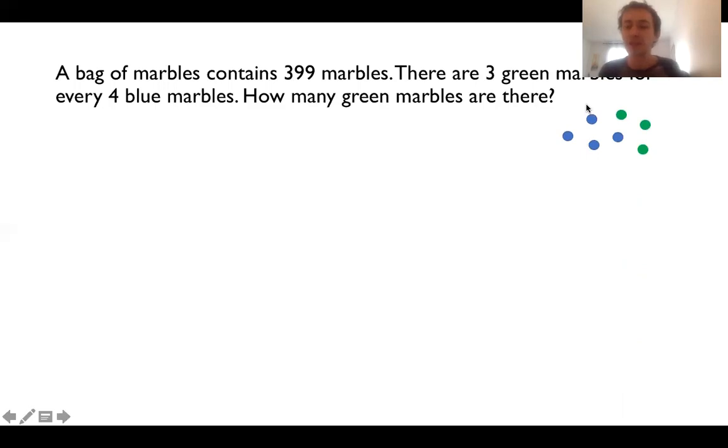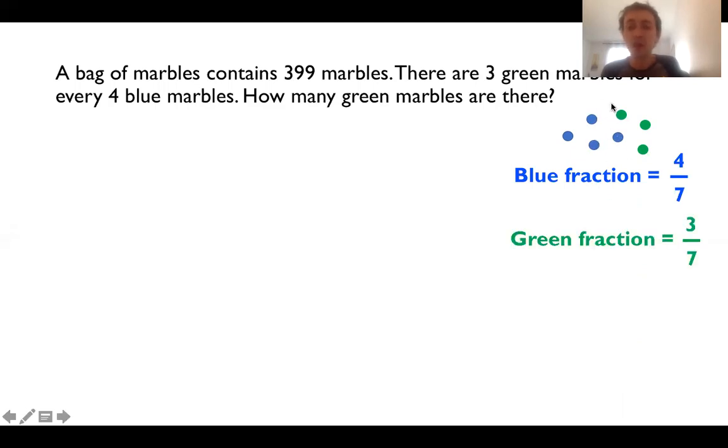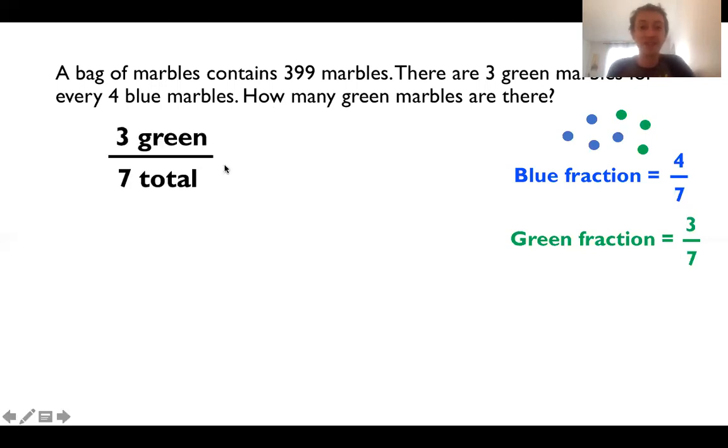Here's a little picture if this helps you visualize it. It's saying that every time I encounter this many marbles, 3 of them will be green, 4 of them will be blue. So if I want to make a fraction to represent each color, well, for blue, there's 7 total, 4 of them are blue. For green, there's 7 total, 3 of them are green. So be careful, it's not 3 over 4, it's 3 over 7. Just be careful when you set up that cross multiplication, as I said.